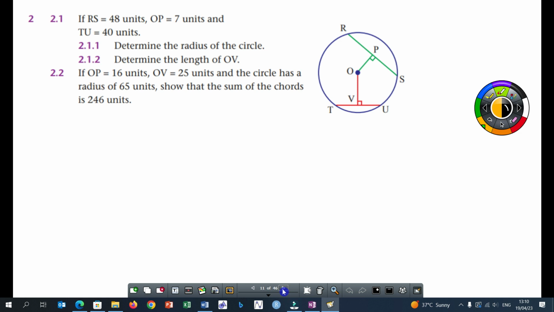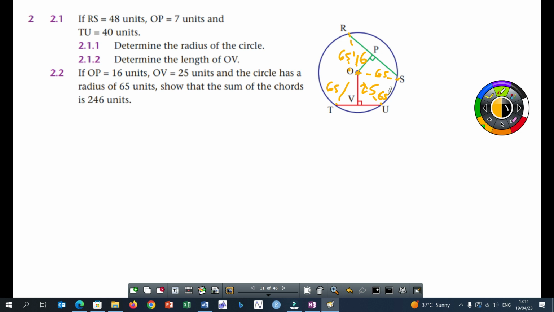So you're now told that if OP is 16 units, OV is 25 units, the circle has a radius of 65 units, show that the sum of the chords is 246 units. Okay, now things have changed here. This question 2.2 might have a relationship with the other one, or it might not, right? So OP is now 16, and OV is 25. The circle has a radius of 65, so that could be 65, and that will also be 65, and that's 65, that's 65. Okay? Show that the sum of the chords is 246 units.